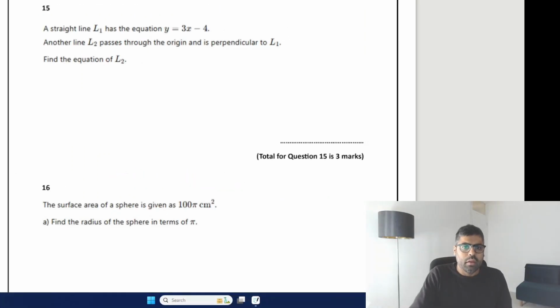Question 15. So we have a straight line L1, that's got an equation of y equals 3x minus 4. There's another line, L2, that passes through the origin and is perpendicular to L1. So there's a couple of key pieces of information we're told in order to find the equation of L2. One is that it passes through the origin, and then secondly, it's perpendicular to L1.